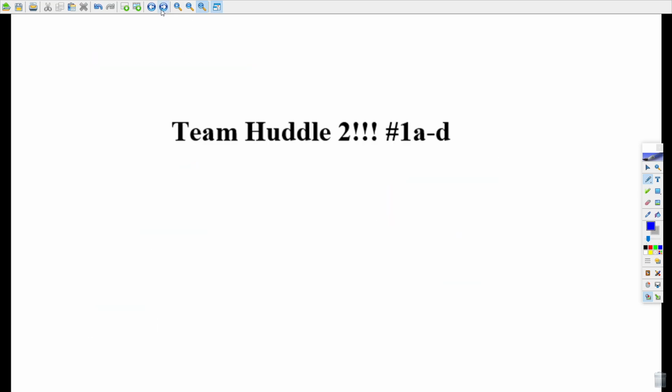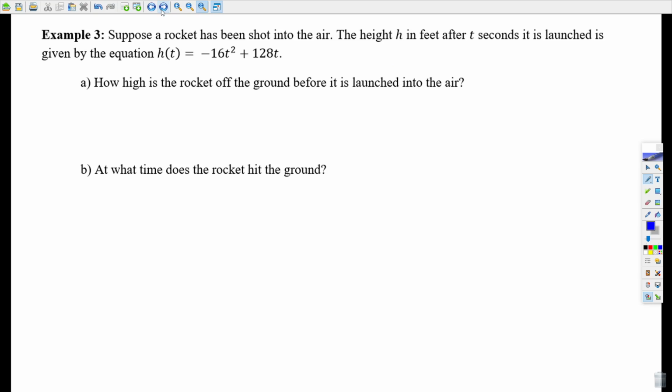Okay, so let's go ahead and you can finish up the team huddle number 2, and we're going to finish this up by doing some word problems. So where does this really apply? Most of the time, it's for any type of projectile. If you were to take, say, a baseball, and you were to throw it in the air, right? Throw it to your friend or whatever.